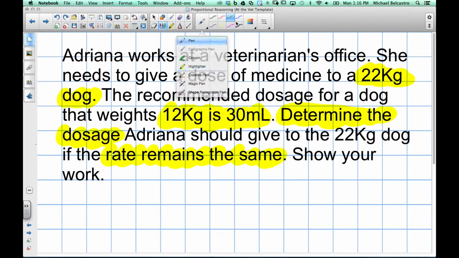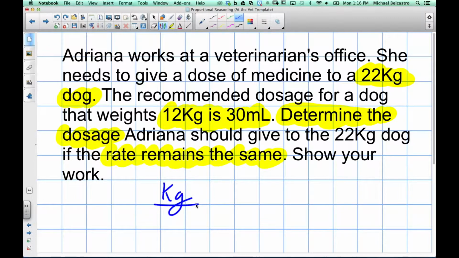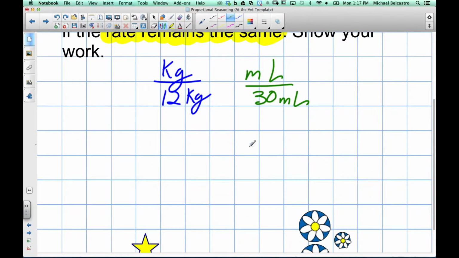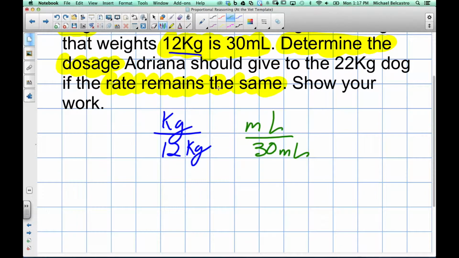So we're going to make a type of list here. We have our category of kilograms, right? And we have our category of milliliters. And we know that a 12-kilogram dog, that's this part here, 12 kilos, that dog would get a dosage of 30 milliliters. And we're going to be using the same rate for our type of dog. So let's break this down into almost a unit rate. I think that will help us out here.